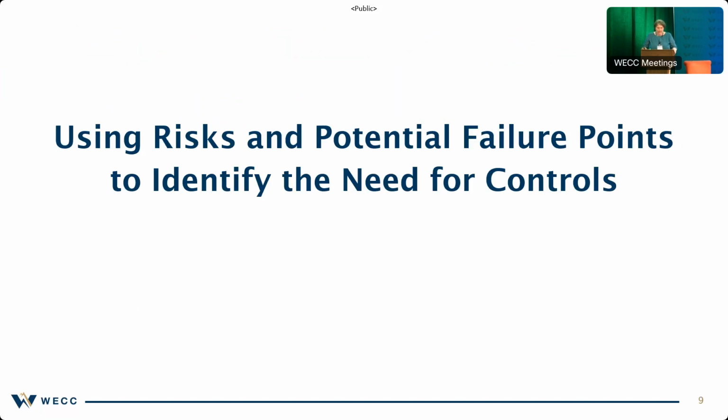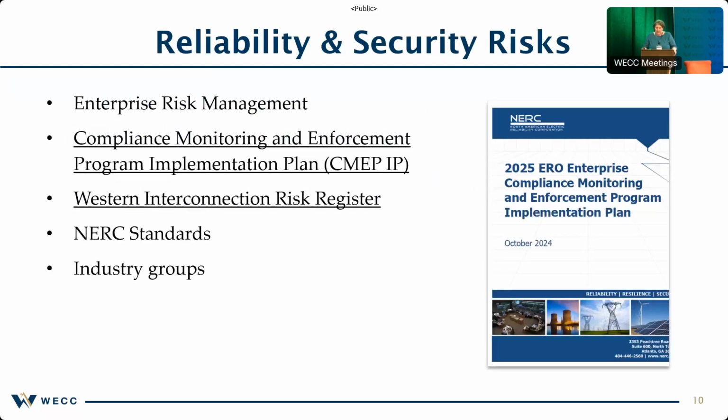So, how might you address this in your organization? Where do we need controls? The first step is identifying the need. The first step is looking at the high-level risk or hurdles to meeting your business objectives. If your entity has an enterprise risk management program, again, you should be integrated into that program. If not, I do want to point to a couple ERO enterprise resources that are available to help you.